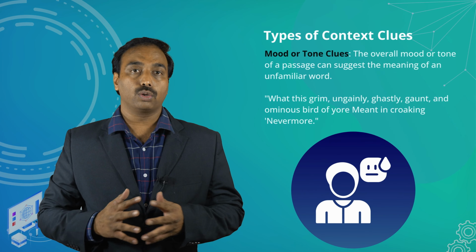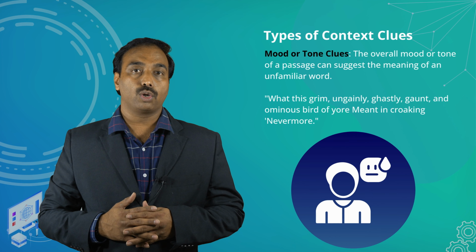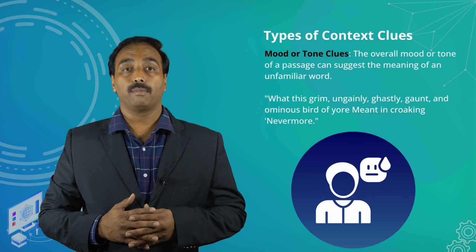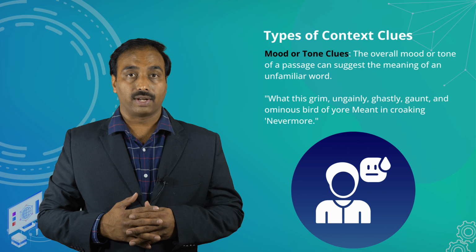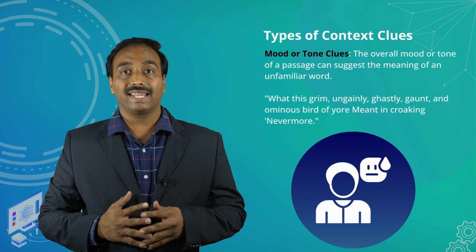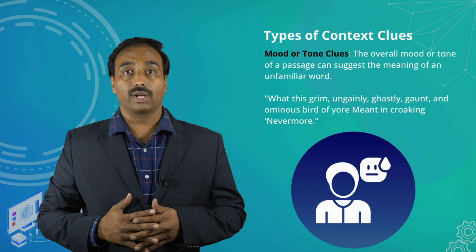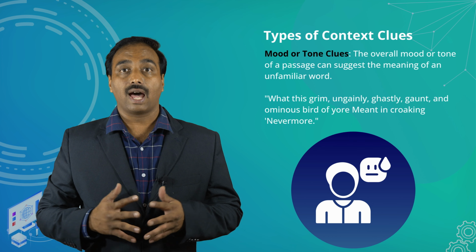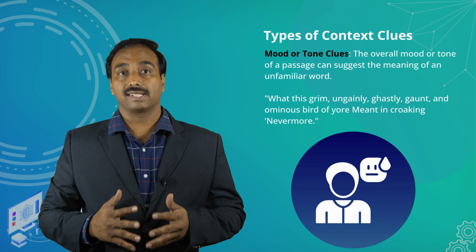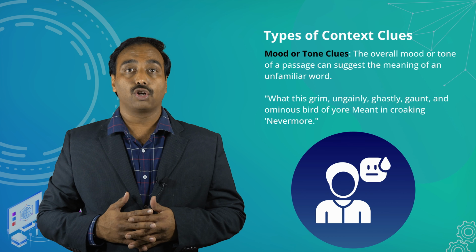Mood or tone clues. The overall mood or tone of a passage can suggest the meaning of an unfamiliar word. For example, what this grim, ungainly, ghastly, gaunt and ominous bird of yore meant in croaking nevermore. The dark and dreary tone of the passage suggests that words like ghastly and gaunt have negative connotations.